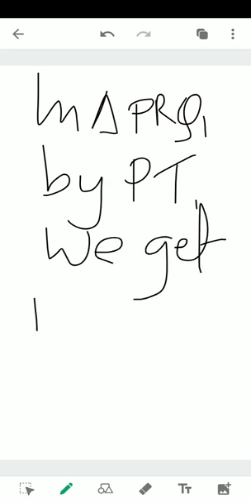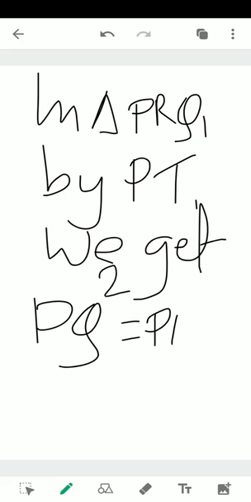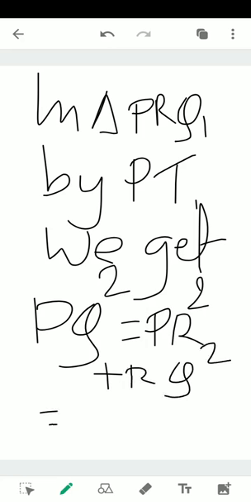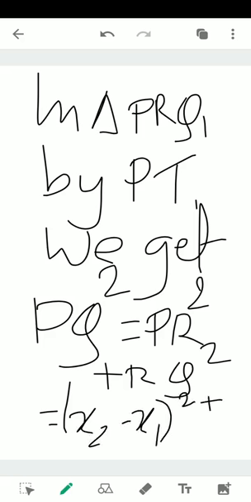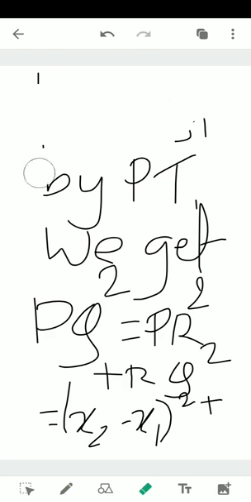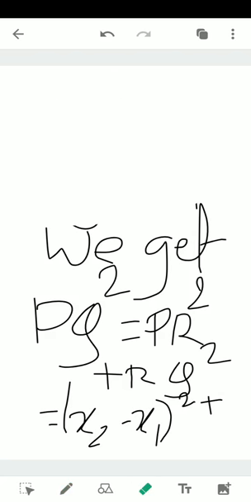We get PQ square equals PR square plus RQ square. So what did we get as the value of PR? It was nothing but x2 minus x1. Since it is square, I'll write it as whole square, plus the value of RQ. What was the value of RQ? It was nothing but y2 minus y1 whole square.